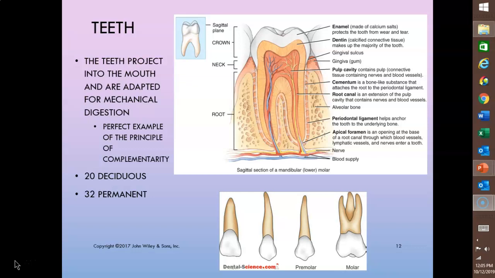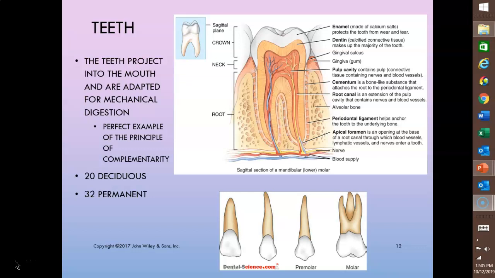Humans have two sets of teeth, deciduous and permanent. The first, the deciduous teeth, are what we commonly call the baby teeth, and they tend to erupt or show up out of the gingivae about 6 months of age, and approximately 2 teeth appear each month once eruption begins until all 20 of those deciduous teeth are present.